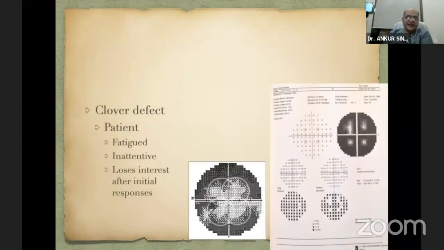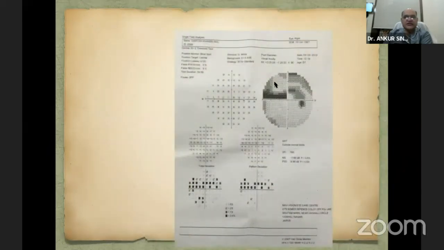When the patient is fatigued, inattentive, and losing interest after initial responses, what we get is something like a clover leaf, where the central points are bright, but the later peripheral points are dark. So this is another patient of ours.